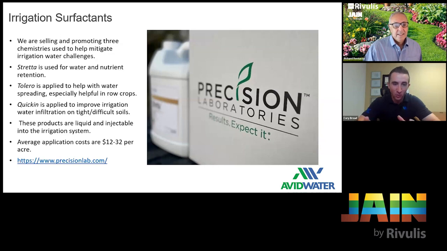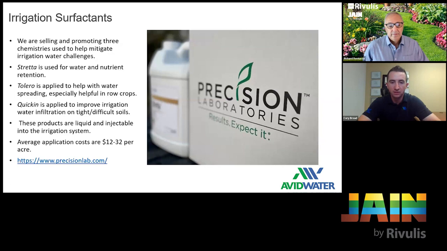Strata is a water and nutrient retention product. It's kind of, for lack of better words, I call it liquid organic matter. It's going to help hold things in the soil. It's almost like having improved soil structure for its lifespan. Tolero is kind of a unique one where it's really helpful in row crops. It's kind of got a little bit of an infiltration, but also a spreading agent in it. And then Quicken is probably our #1 seller, and it helps improve irrigation water infiltration in tight or difficult soils.